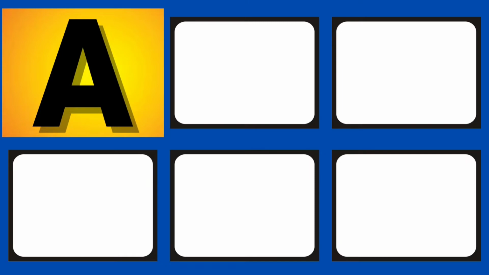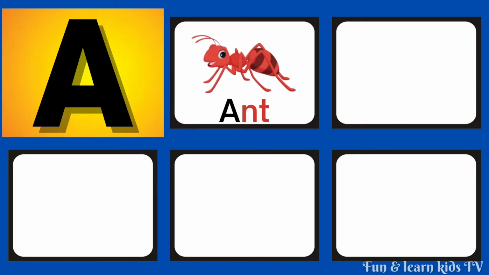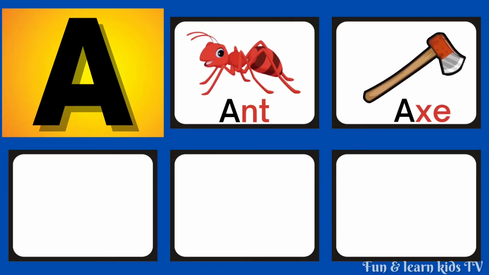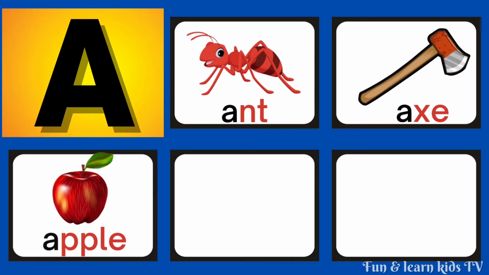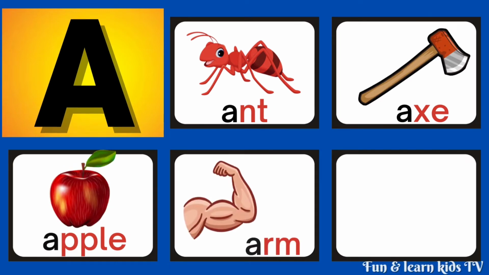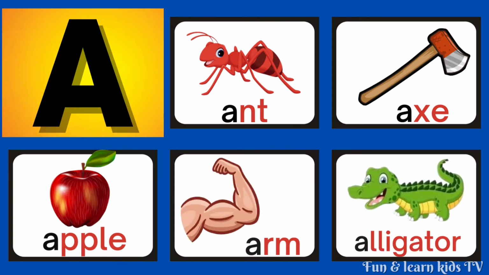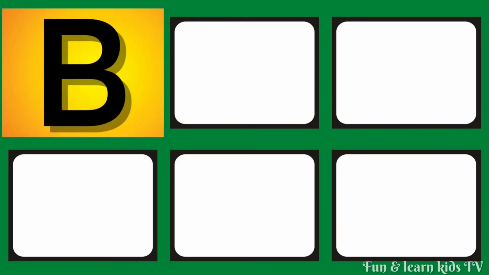A. A is for ant. A is for axe. A is for apple. A is for arm. A is for alligator.